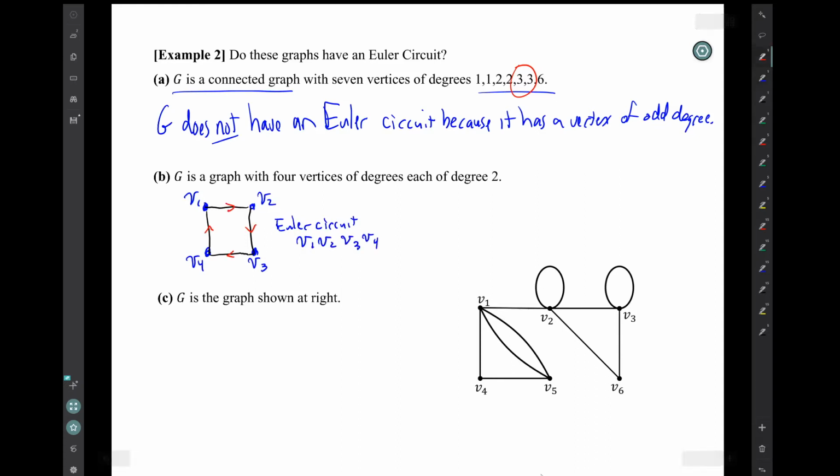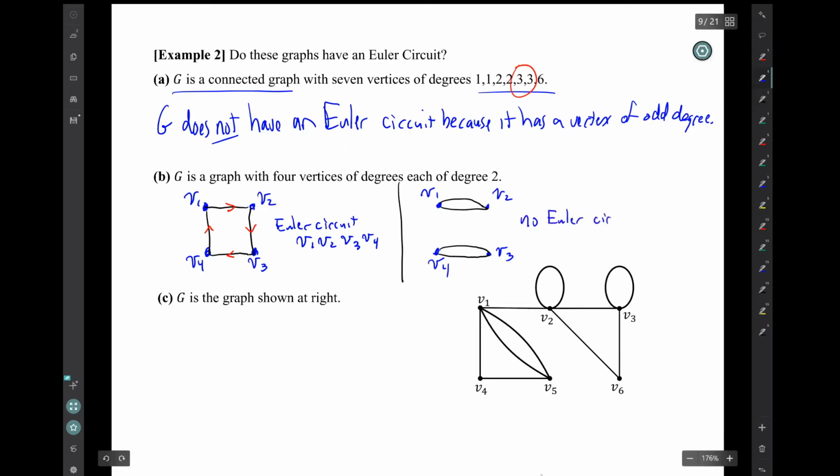Seems like the answer to question B is yes. But wait a second. We don't know that graph G has to look like that. Graph G could look like this. This graph has no Euler circuits. So the answer to question B is not necessarily, or not enough information.